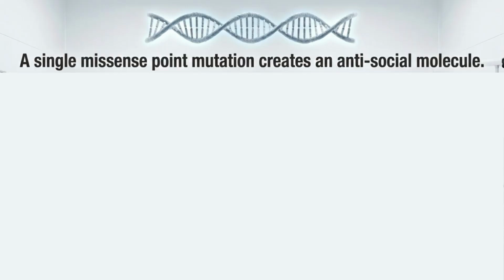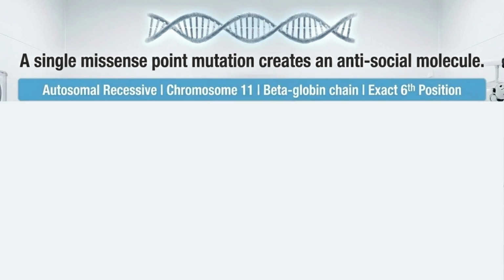How does this happen? A single missense point mutation creates an antisocial molecule. You must memorize these genetics. It is autosomal recessive. It occurs on chromosome 11, specifically on the beta globin chain at the exact 6th position.